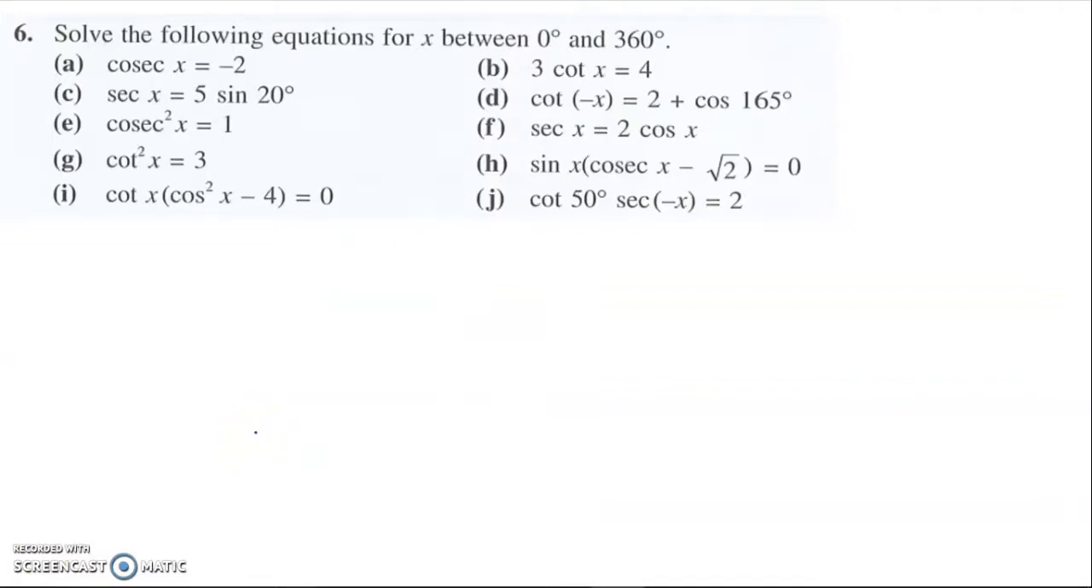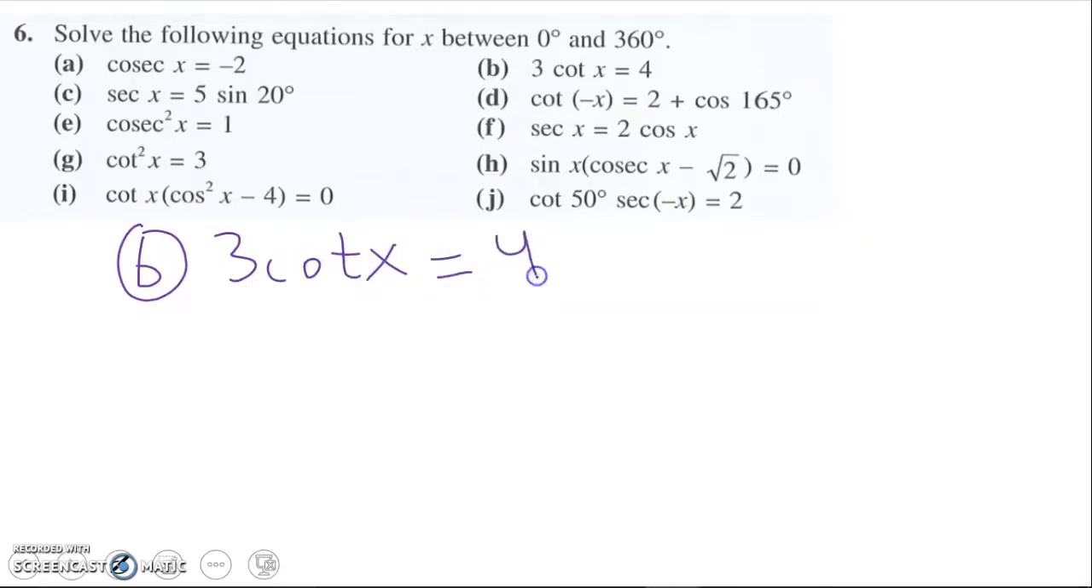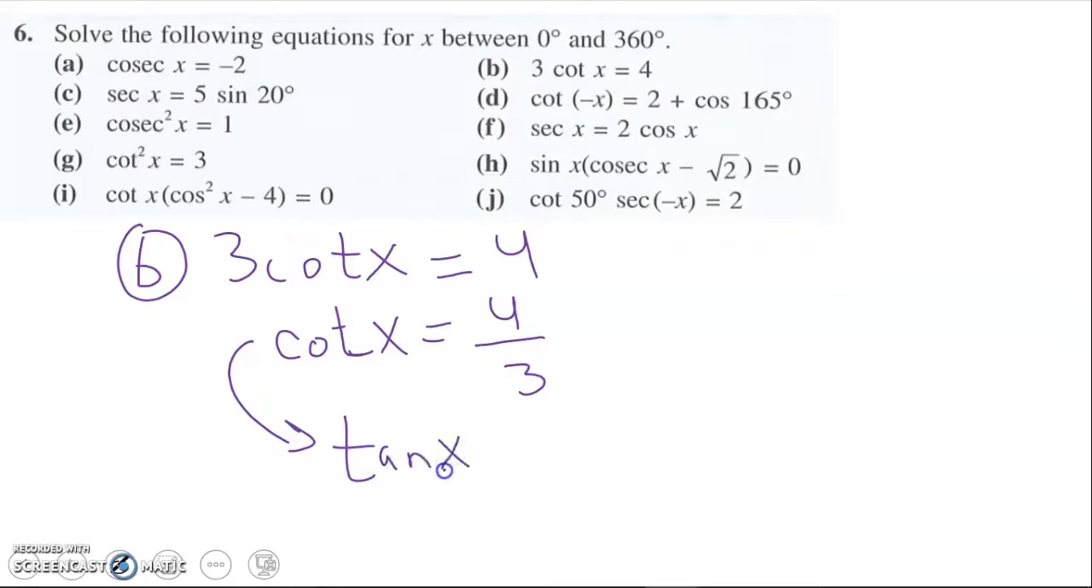Alright, B has 3 times cotangent of x is equal to 4. Again, cotangent x has to be by itself, so I'm going to divide by 3. You're going to end up with cotangent x is equal to 4/3. Okay, but again, put this in terms of tangent, right? So if I put this in terms of tangent, tangent x is equal to, well, the inverse of that, which is 3/4.